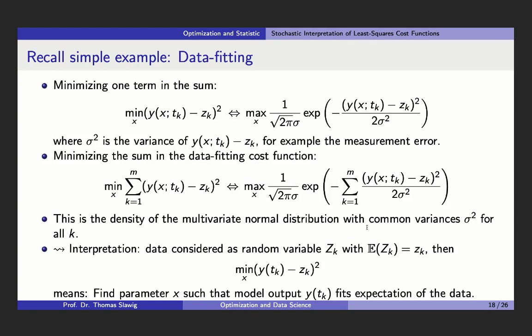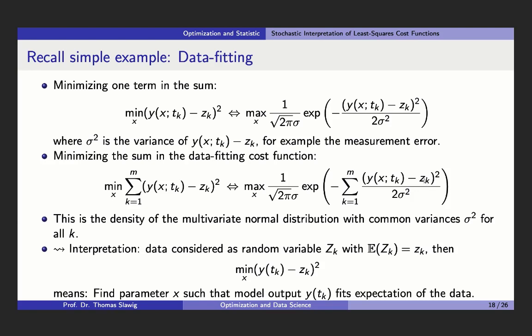And if I can do this in one sum, I can do it also in one term of the sum, one quadratic term of the sum. I can do it also for the whole sum. Now the number of points that I had was m, but this gives again the same computation that we had. And this is the density of the multivariate normal distribution with common variances sigma squared now.